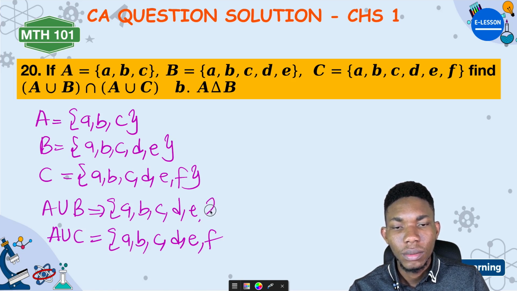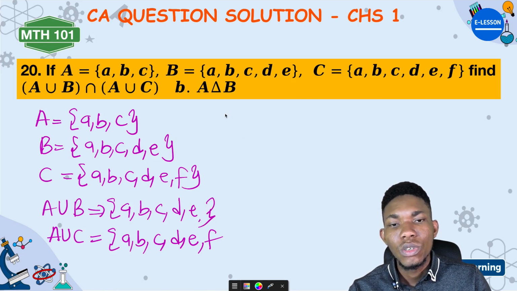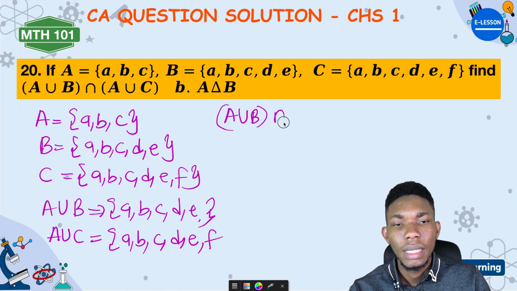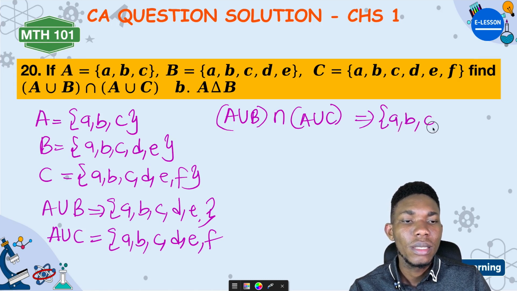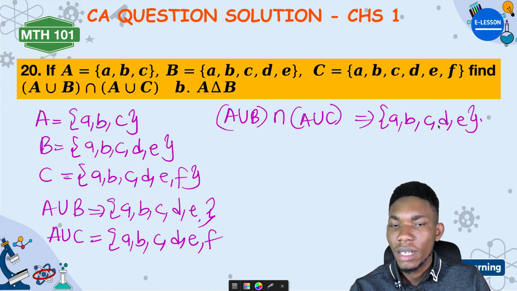All right. So A union B intersection A union C, my dear student, is what these two have in common. And they have A, B, C, D, E in common. So the correct answer is A, B, C, D, E. It's a very simple thing.